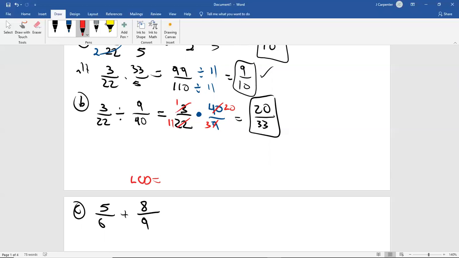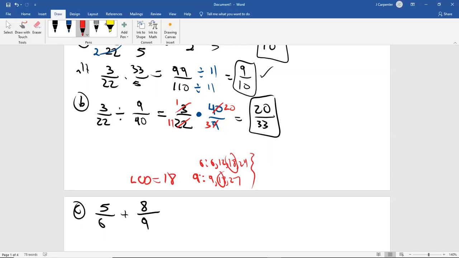You can list the multiples: 6, 12, 18, 24, 30, etc. 9, 18, 27, 36, etc. until you find a match, in which 18 was the match. Again, that was by doing 6's multiples, 6, 12, 18, 24, etc. 9's multiples would be 9, 18, 27, etc. 18 is the first match.